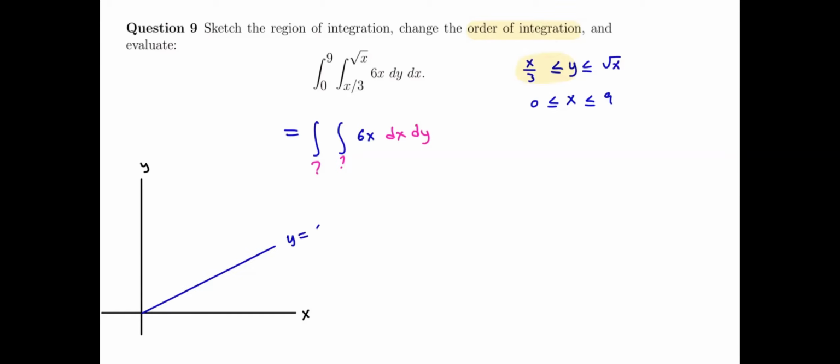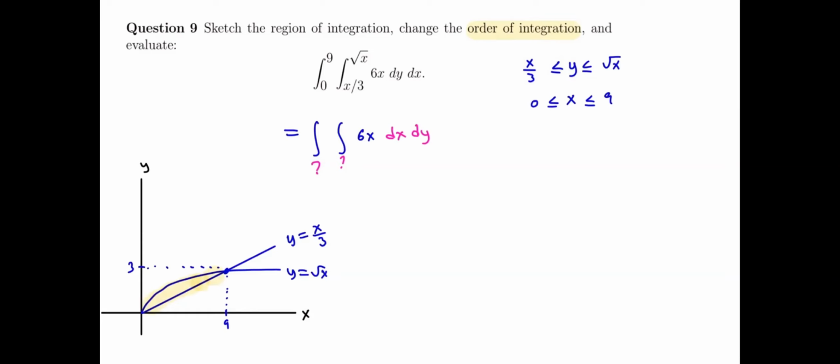So this will be y equals x over 3. And then the second curve is y equals square root of x. That's going to look something like this. So this is y equals square root of x. And this intersection happens at x equals 9, which means the y value of this intersection is actually 3. You can plug them in and check. So our region of integration is this right here.